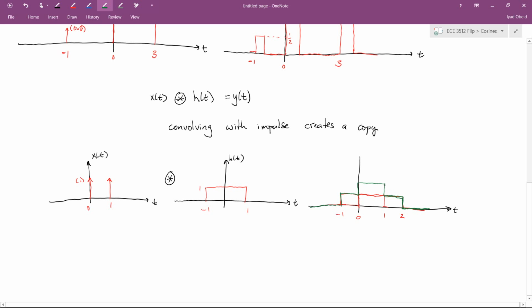So now the green signal will be my output y of t. It will represent the convolution of x and h. Okay, so y of t.